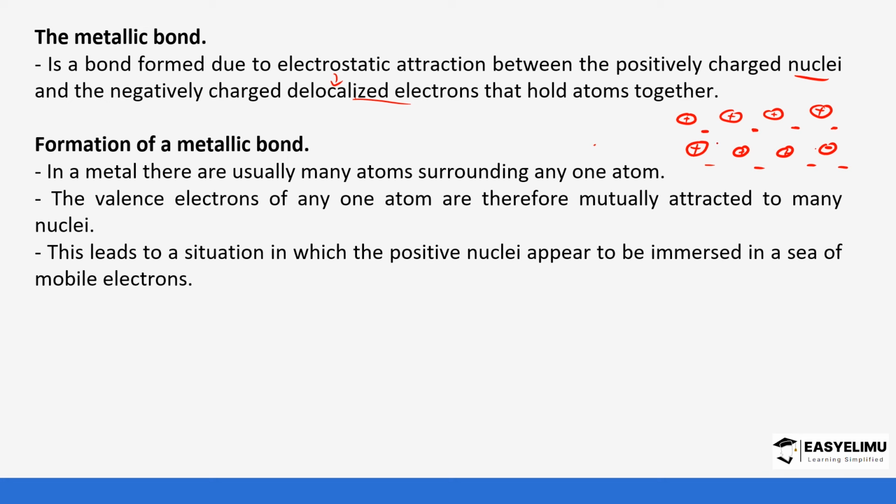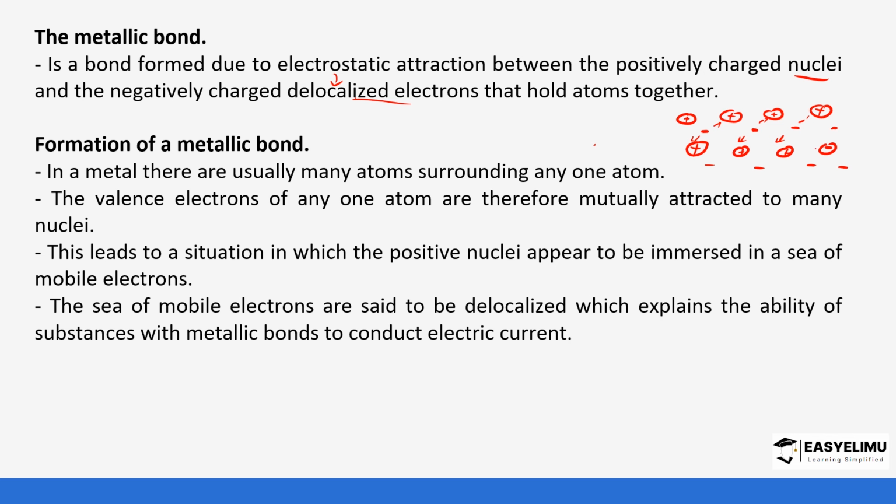So these electrons are always in constant motion. They can be attracted by different nuclei. So it looks like the positive nuclei are immersed in a sea of mobile electrons. Because the electrons are always moving about, an electron of one atom can be attracted to the positive nucleus of another atom. So that's how the metallic bond is formed.